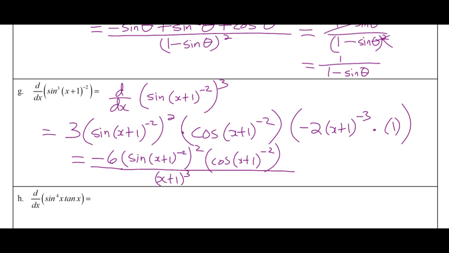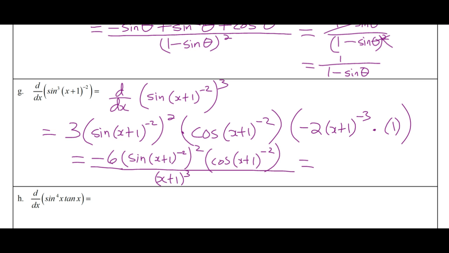Yes. If it's in there, I would really rather see it on the bottom, because that's where it belongs. We really don't want to have a negative power. So why not put cos of x plus 1 to the power of negative 2 on the bottom? We could. So we could rewrite this as negative 6, 1 over sine of x plus 1 squared times cos of x. So that's a possibility too.